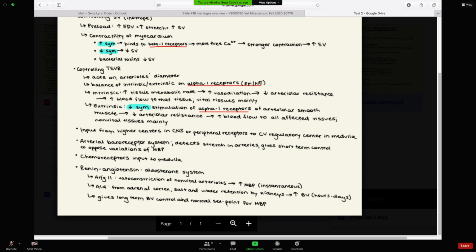Angiotensin 2 can then cause the release of aldosterone from the adrenal cortex. Aldosterone causes salt and water retention by my kidneys, and that's going to increase my blood volume. And that takes like hours, days. It's not so instantaneous. So this is like the long-term blood volume control. And it kind of gives me like a normal set point for my blood pressure.